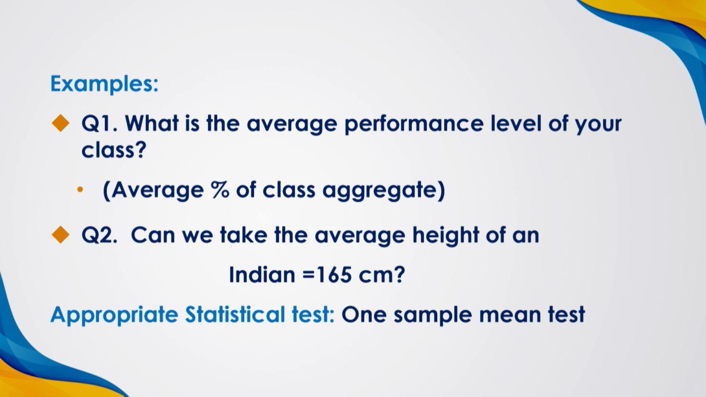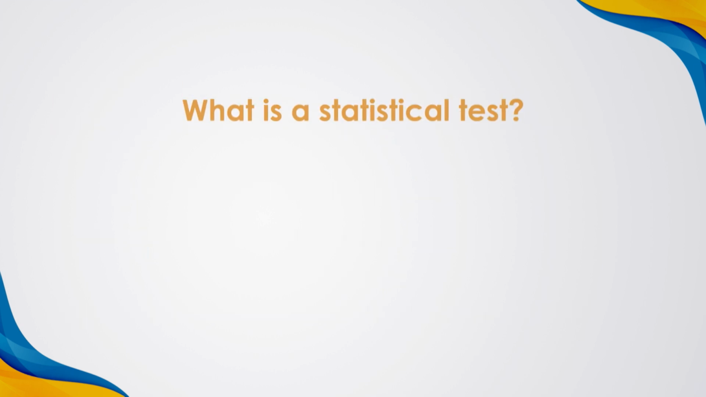That is, we are assigning a value to the average height of Indians. The average height of Indians is the parameter, and we are assigning the value 165, and we are testing whether we can accept it or we have to reject it. In this context, the suitable test is the one sample mean test.